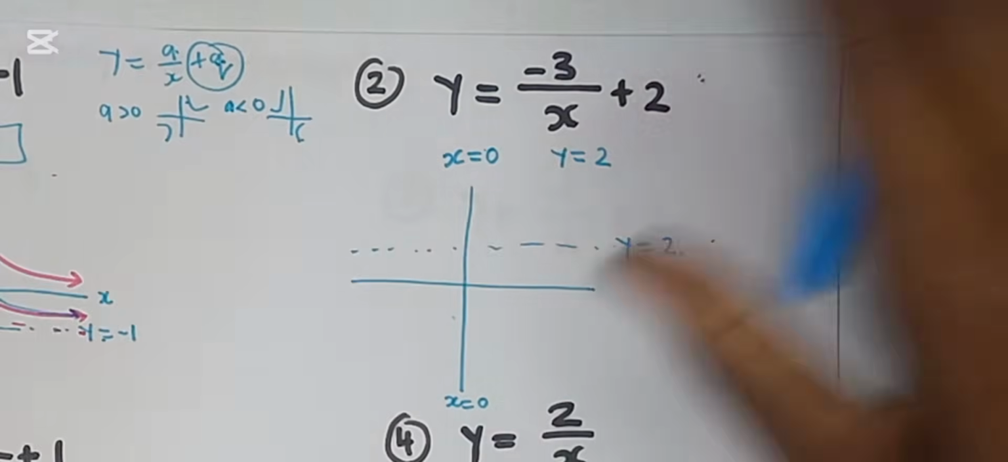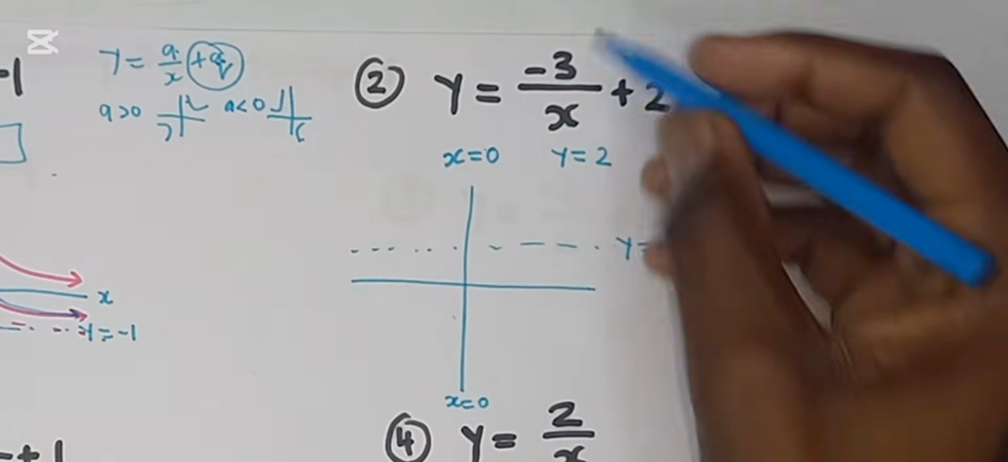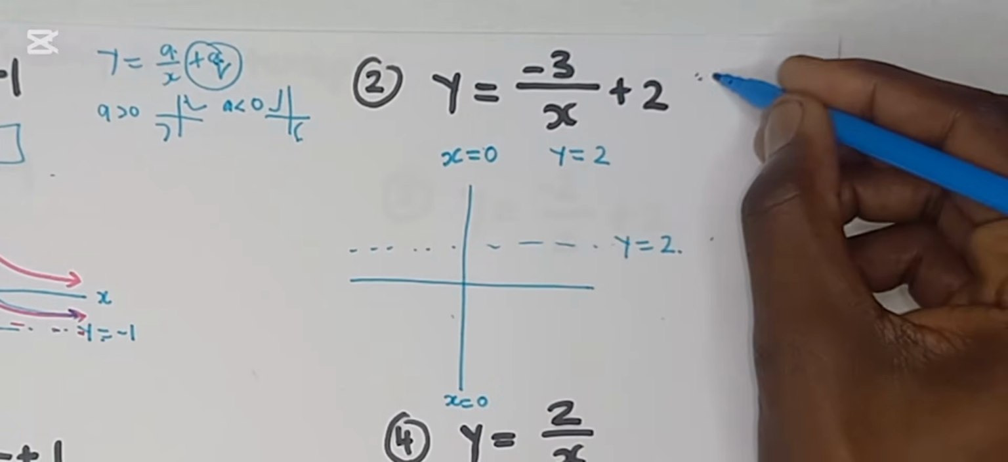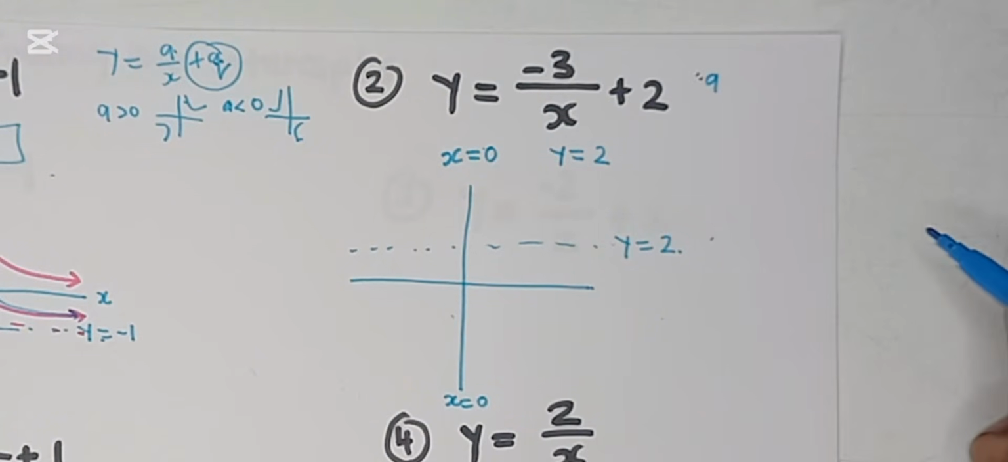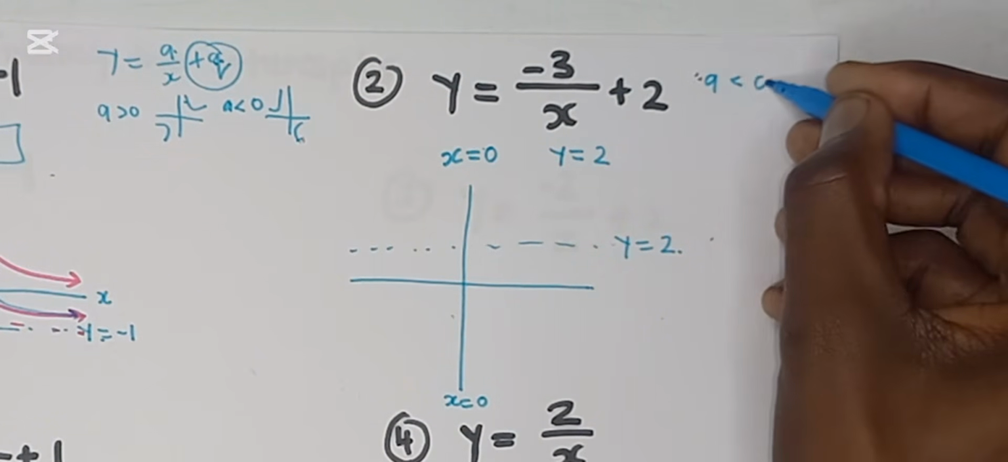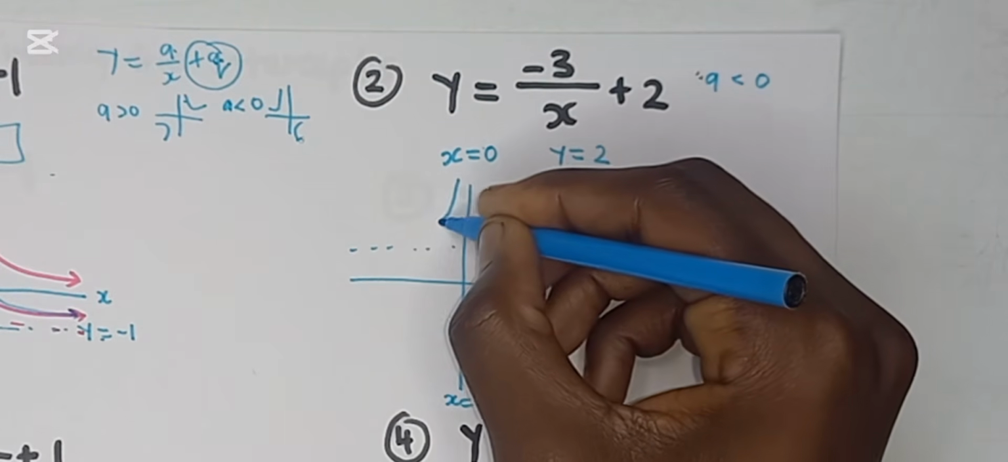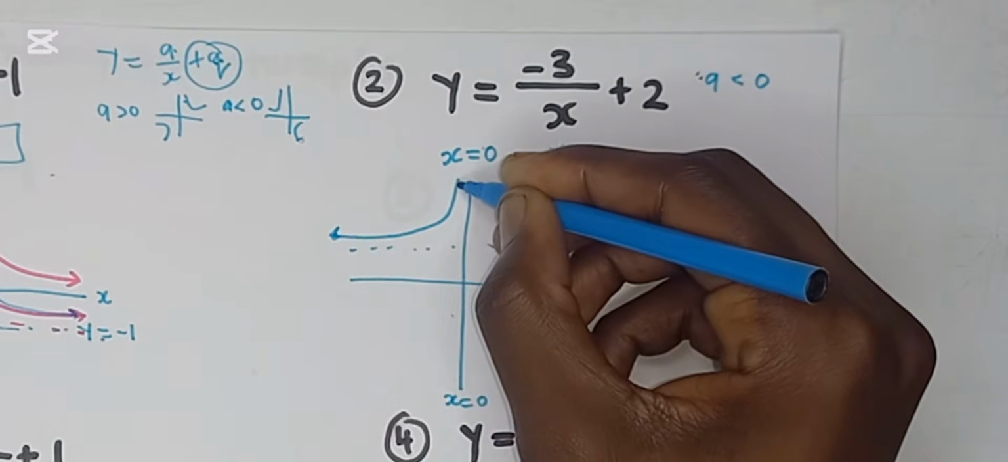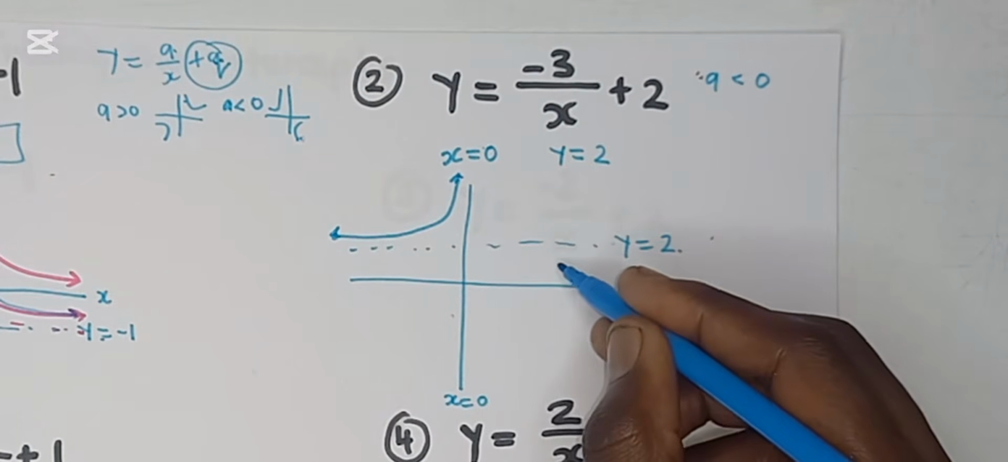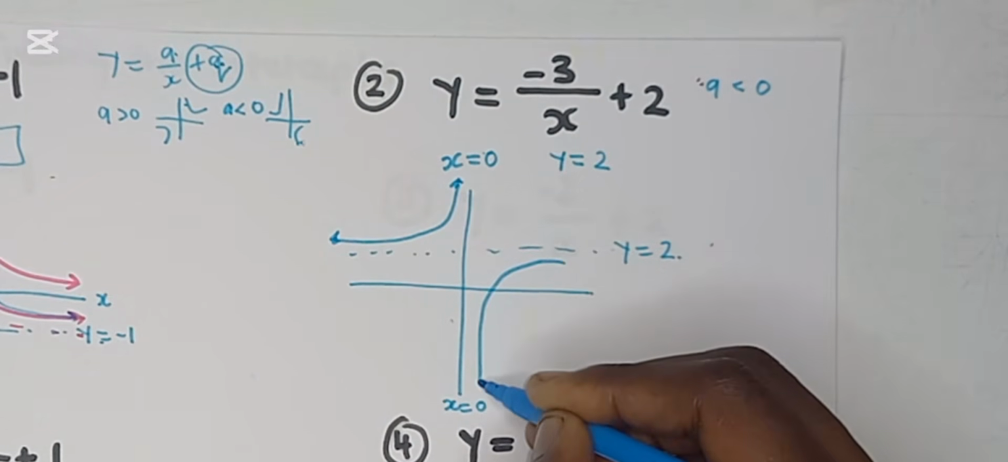So now we're going to just take a look at the value of a so that we can determine the shape. So the shape here, the value of a, what is it? Is it negative or positive? It is negative. It is less than 0. So while it is less than 0, where are we going to draw our graph? We're going to draw it here, which is the first one, and we also have to draw it here.